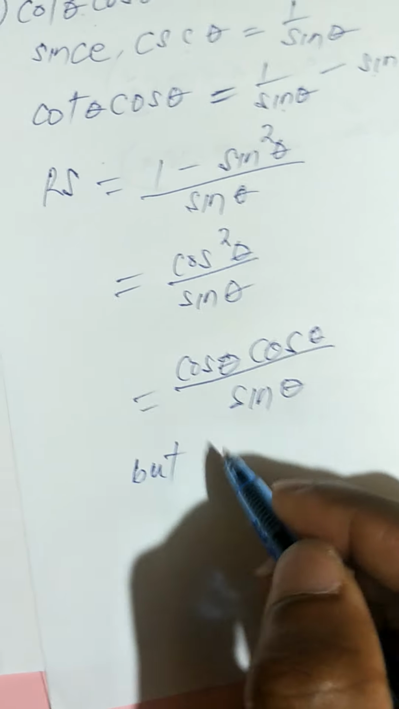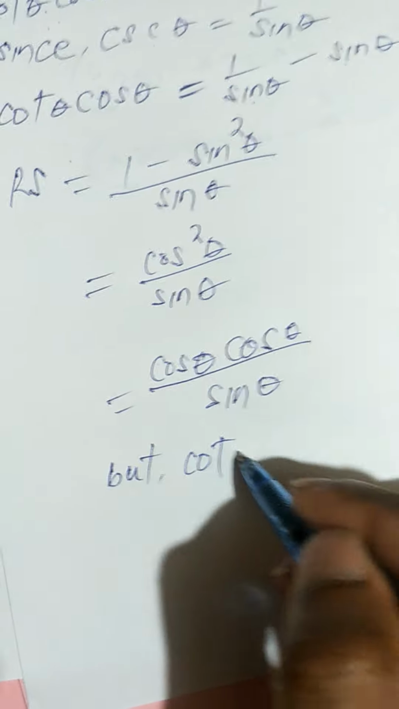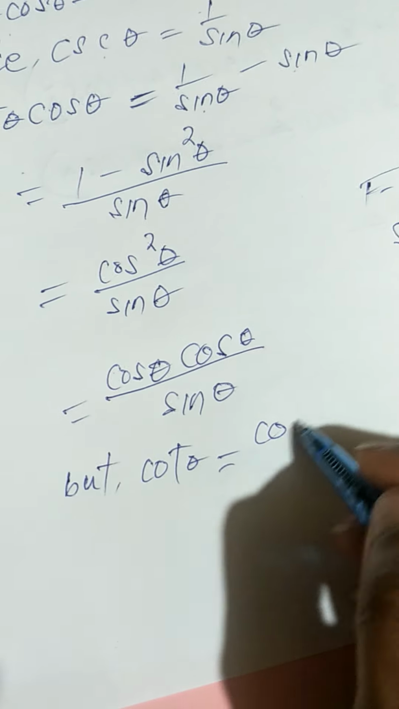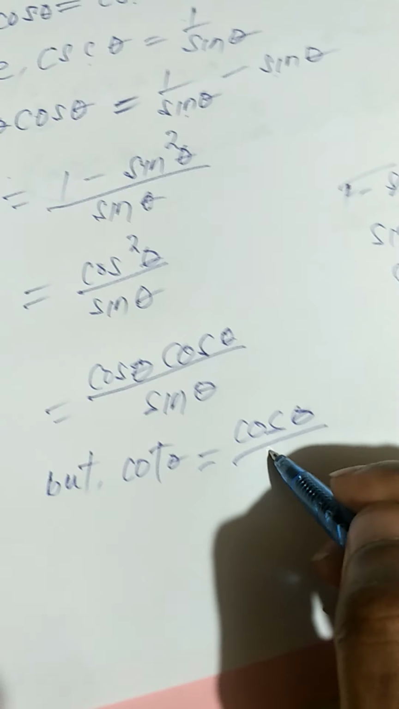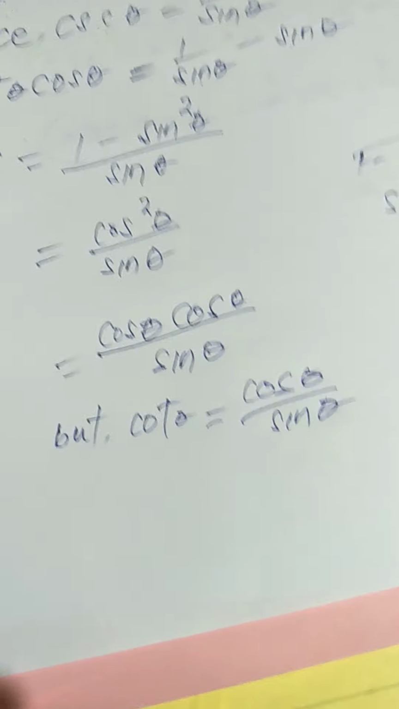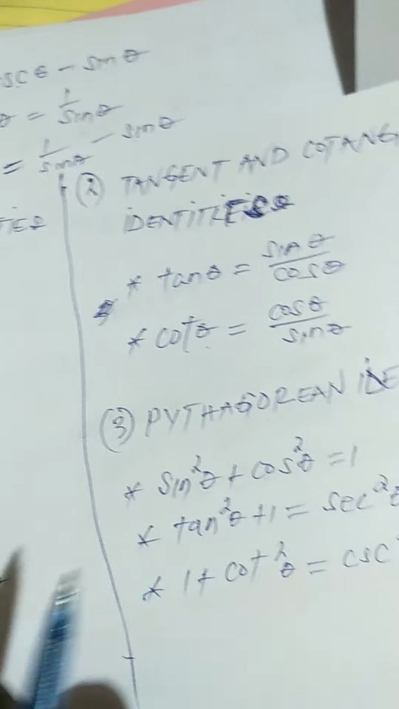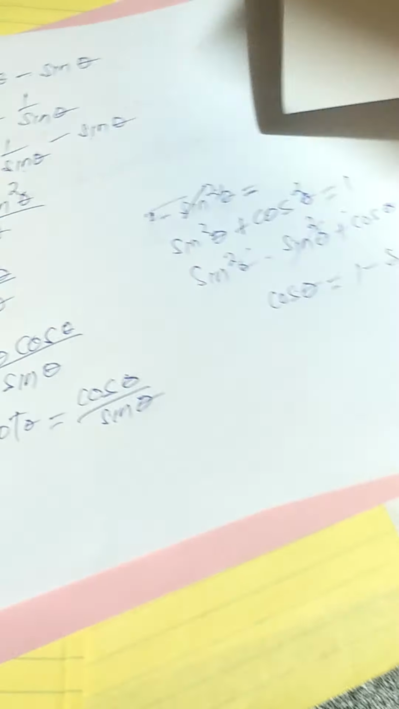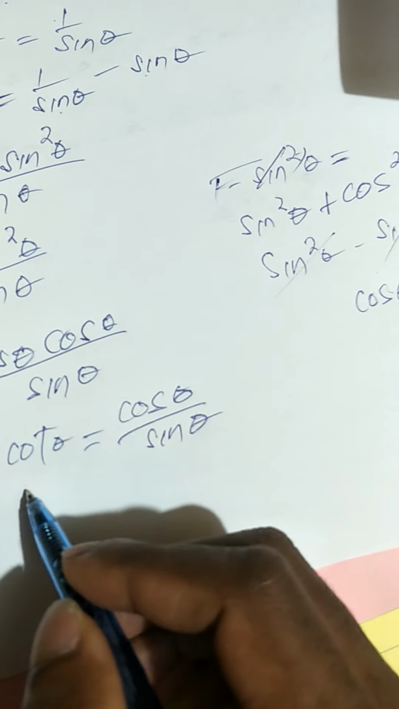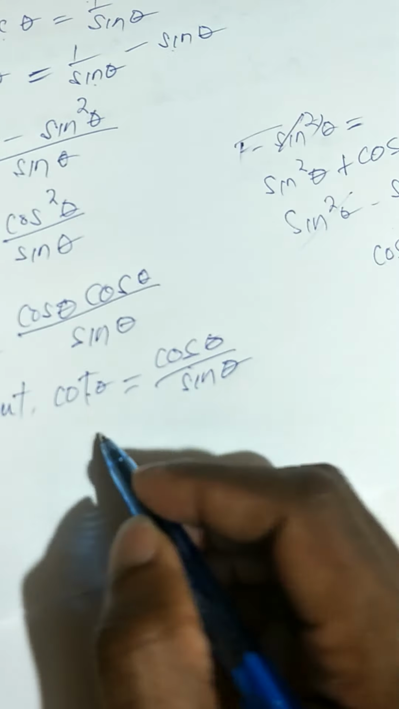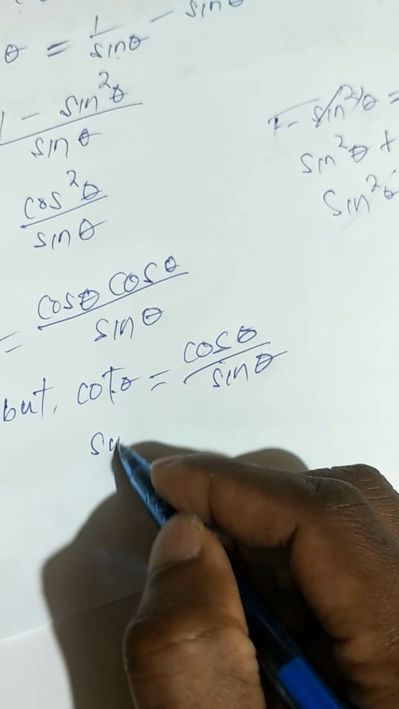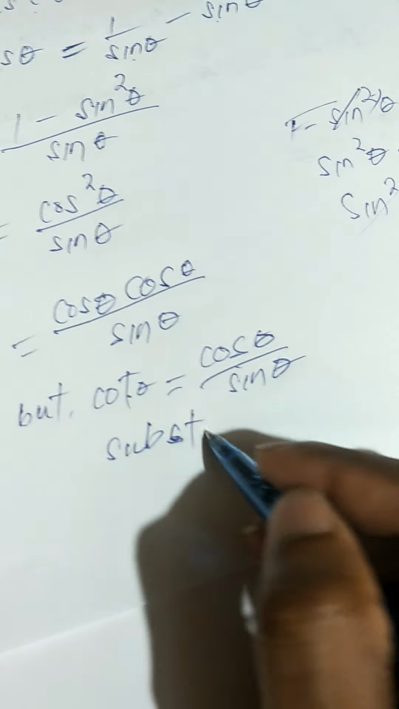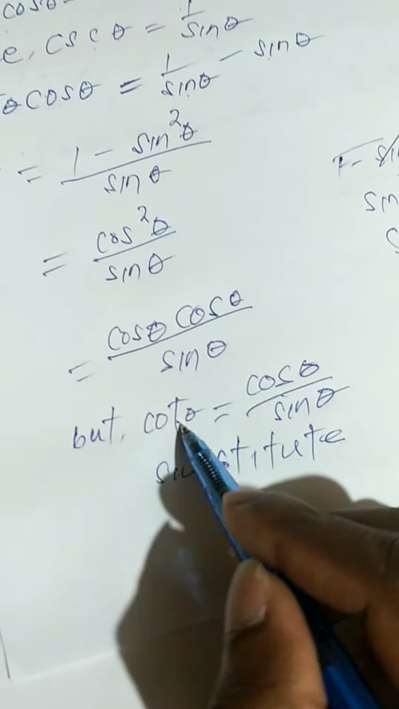Since cot theta is equals to cosine theta all over sine theta, which is our relationship of tangent and cotangent, then I have to substitute this one: cosine theta over sine theta.